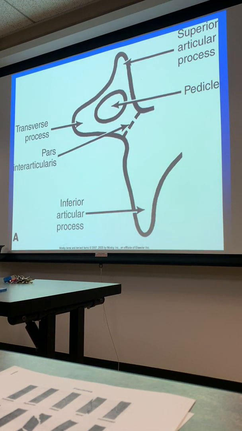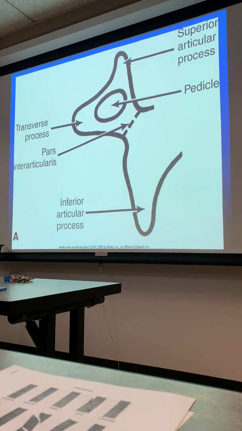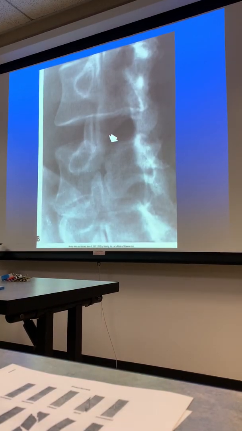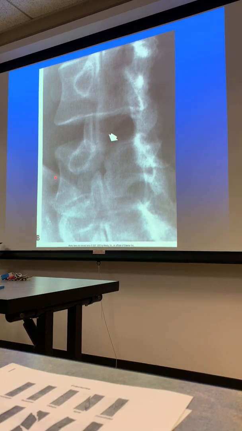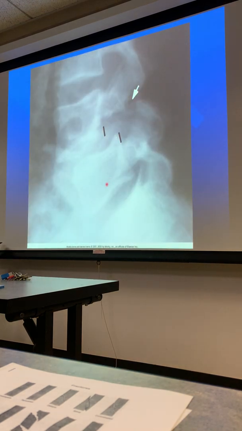I don't know why I put this on here. Anyway, you guys know the Scotty dog. Okay, spondylolysis. This is just spondylolysis. I have a problem saying that word because there's no slippage, no forward slippage. They're in line, but it is a defect in the pars. And this is spondylolisthesis with the forward slippage.